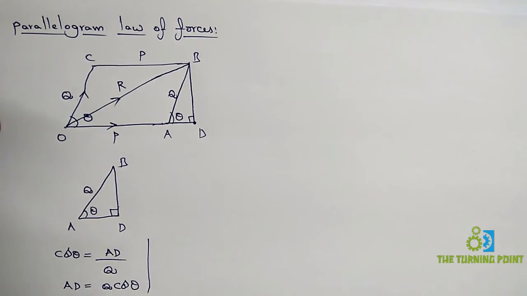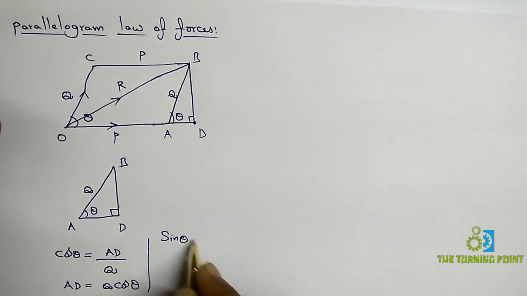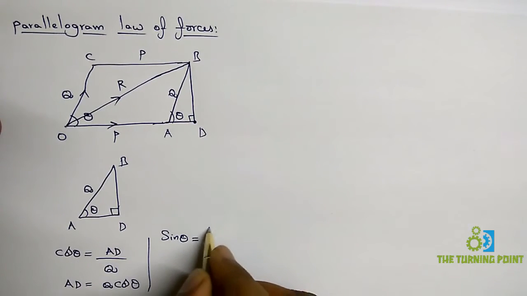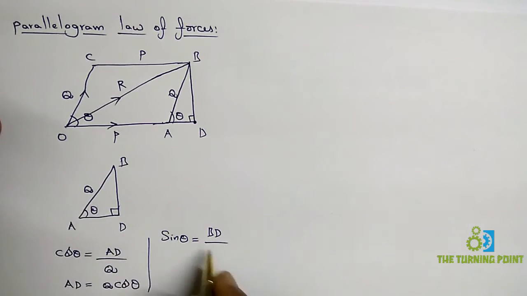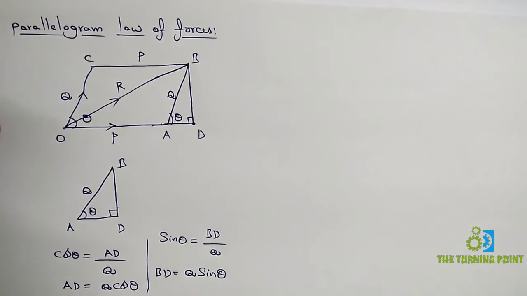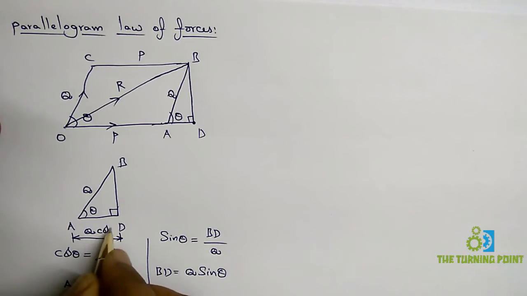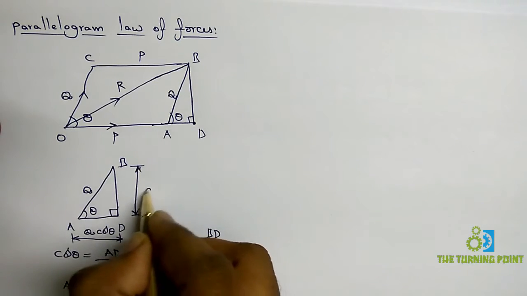So I just want to find the value of BD. For that purpose I am considering sin theta. Sin theta is nothing but opposite side divided by hypotenuse. Opposite side is BD, hypotenuse is AB, so instead of that I can consider Q here. So BD divided by Q. From that, BD is equal to Q sin theta. So that means AD value is Q cos theta and BD value is Q sin theta.